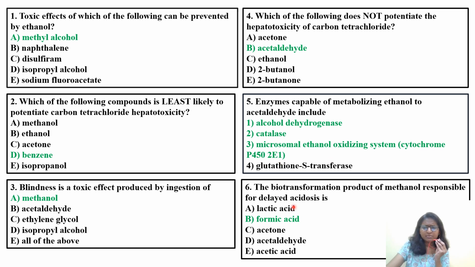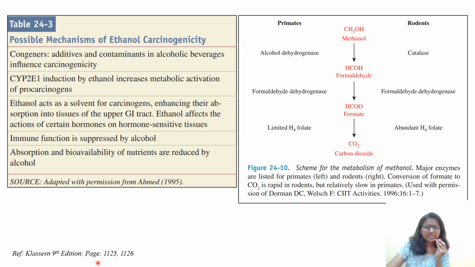Next, let's see question number 6. The biotransformation product of methanol responsible for delayed acidosis is formic acid. As you see, formic acid causes metabolic acidosis, as well as ocular toxicity, which is nothing but blindness. Let's see. As I said, these two pictures are taken from Klaassen ninth edition, pages 1125 as well as 1126. I would request you to go back and read the book.